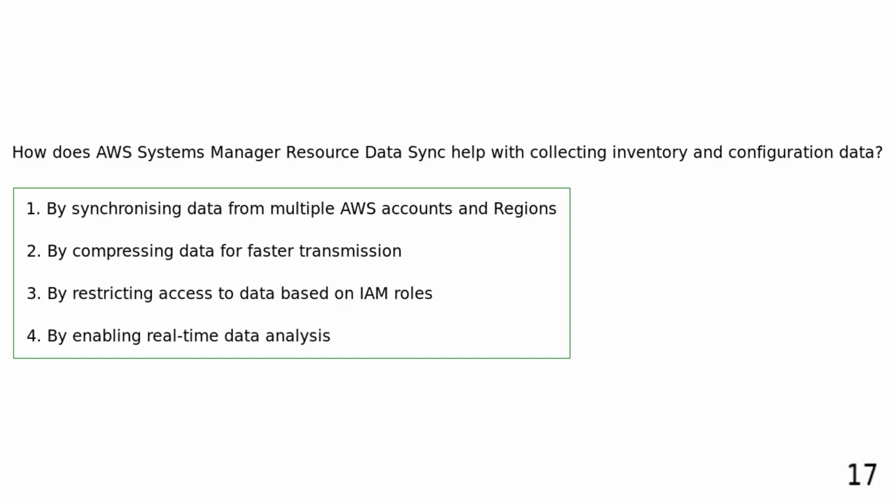By synchronizing data from multiple AWS accounts and regions. By compressing data for faster transmission. By restricting access to data based on IAM roles. By enabling real-time data analysis.